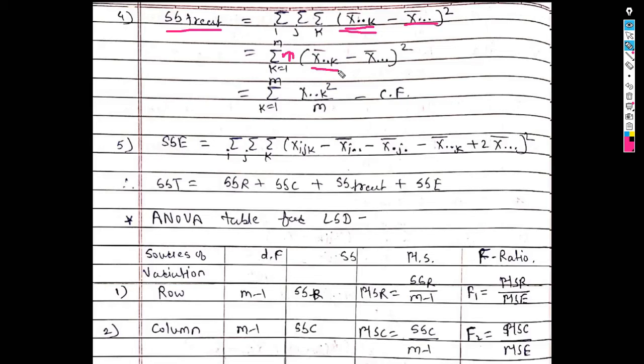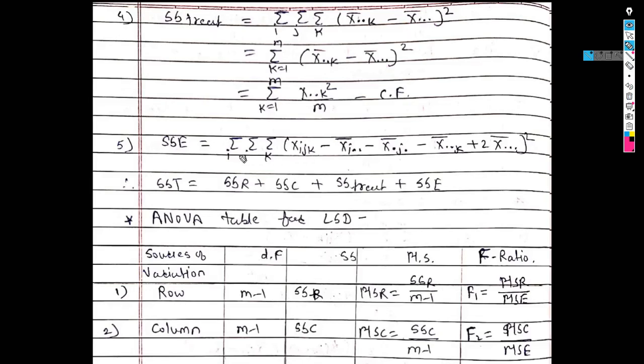x dot dot k bar minus x dot dot dot bar, bracket square, that is summation k to m, kth treatment mean minus grand mean, bracket square. So this term can be written as summation over k x dot dot k square upon m minus correction factor. So instead of using this formula we use this simple formula to find treatment sum of square when we solve any example based on Latin square design.